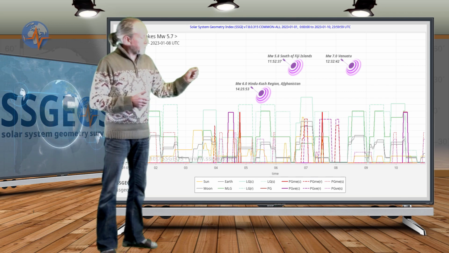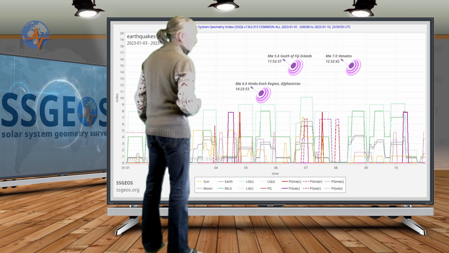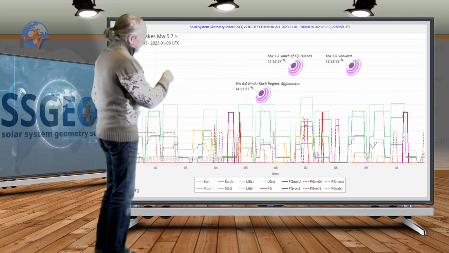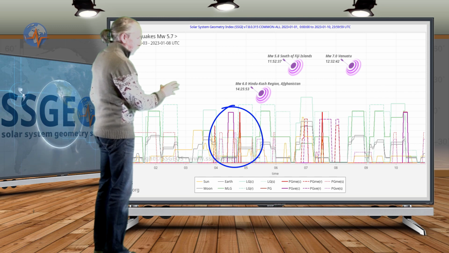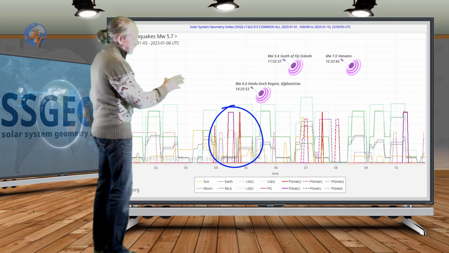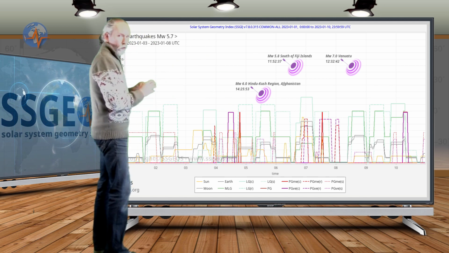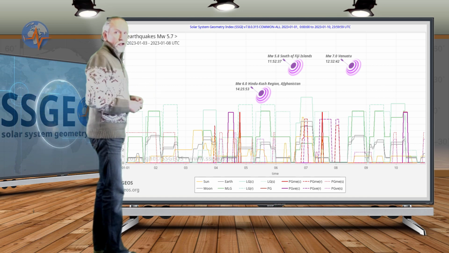We also see on this SGI graph that the 5.9 borderline 6 magnitude earthquakes on the 5th and 6th actually followed the critical geometry that occurred a day earlier, which was the reason why we said the 5th and the 6th were more critical. And here we see on this SGI graph the correlation between critical planetary geometry and larger seismic activity.